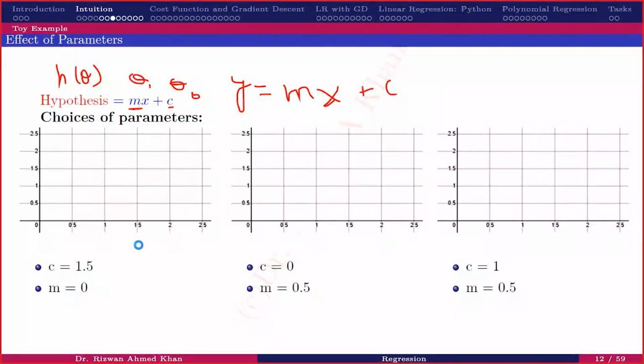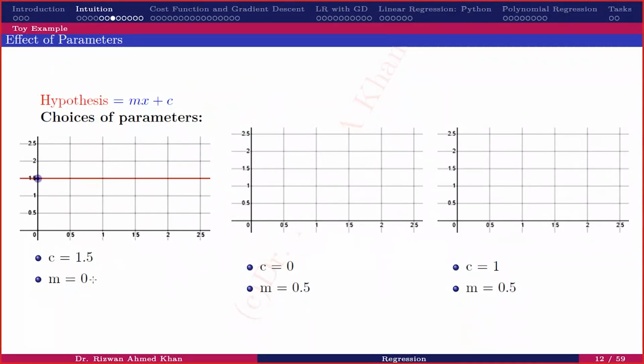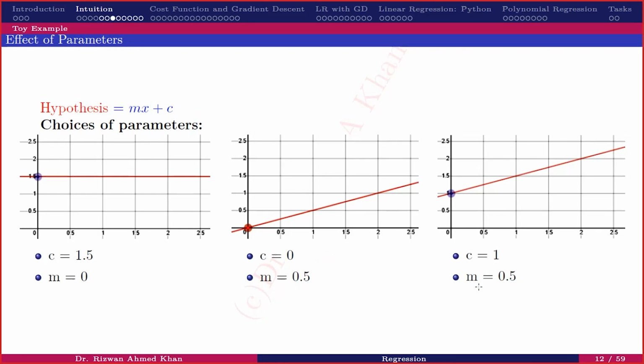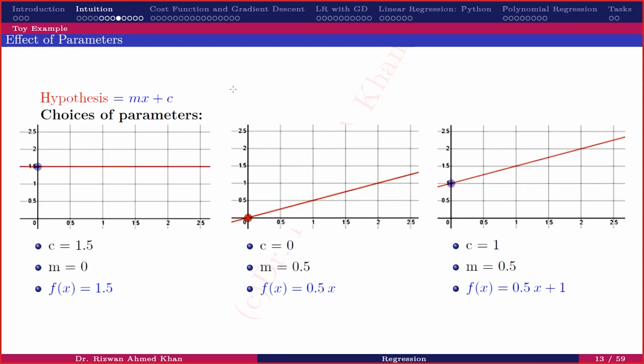So here I have given you a few examples just to give you intuition. If there is no slope, the line is parallel to the x-axis and C is the y-intercept, so its y-intercept is 1.5, and the line starts from over here. So this is like a constant line. A constant line means the output remains the same regardless of the input. If C equals 0, the line passes through the origin, and M is again the slope. And if C equals 1, it means the y-intercept is at 1 and the slope is 0.5, right? So it's very intuitive to know how these parameters affect the line that we are trying to predict.